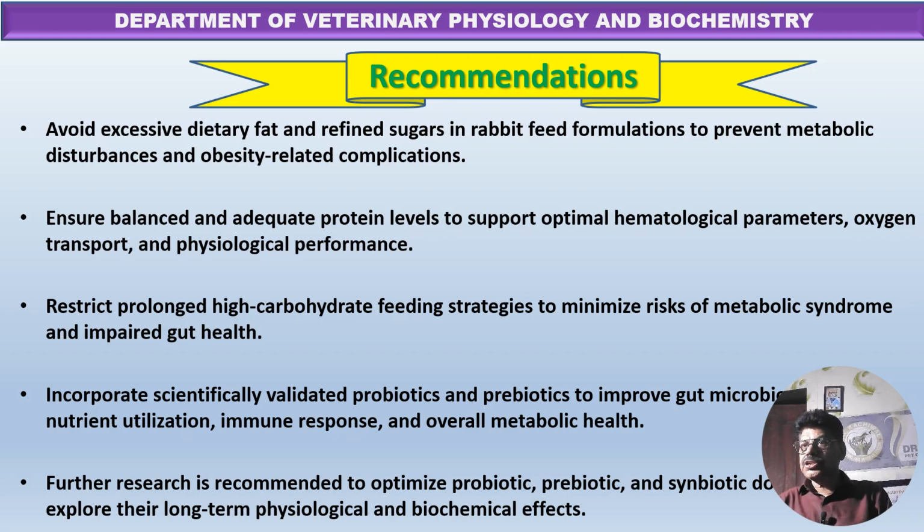Ensure balanced and adequate protein levels to support optimum hematological parameters, oxygen transport, and physiological performance. Restrict prolonged high carbohydrate feeding strategies to minimize the risk of metabolic syndrome and impaired gut health. Incorporate scientifically validated prebiotics and probiotics to improve gut microbiota, nutrient utilization, immune response, and overall metabolic health. Further research is recommended to optimize the probiotic, prebiotic, and symbiotic doses and explore their long-term physiological and biochemical effects.